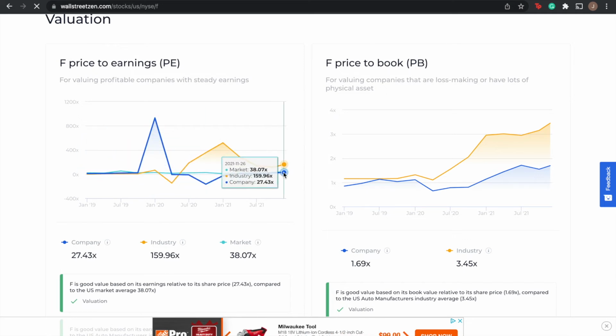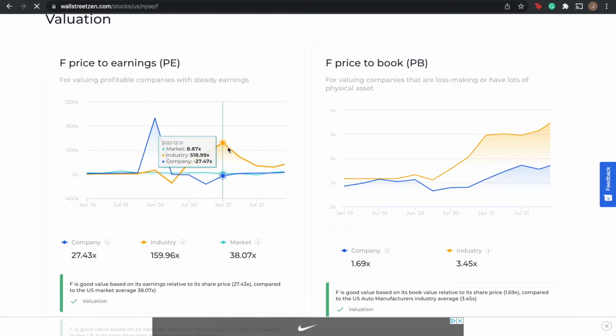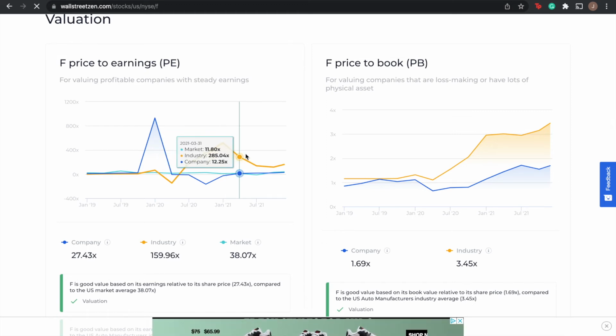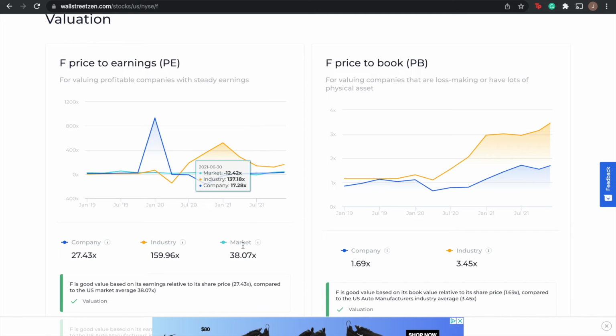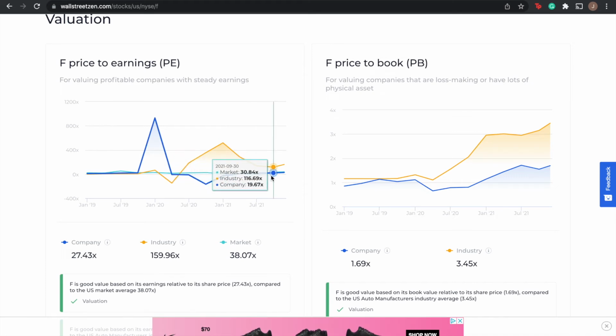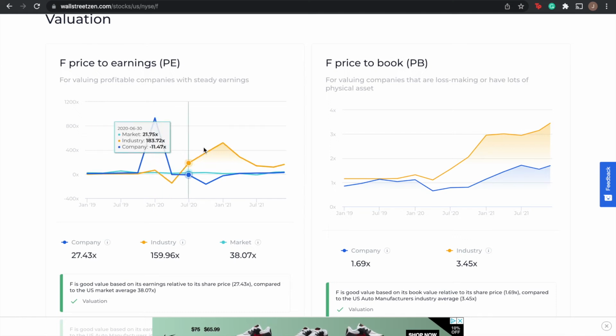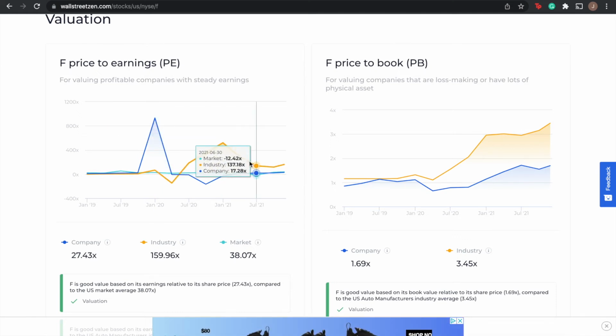So currently it sits at 27.43. The orange line is the industry, and so that would be all automotive companies in the industry, and the blue line is the market, just the overall stock market. So as you can see, Ford looks to me like to be a good value. It's generally, except for this spike here, always under the industry average. Same with the market average.